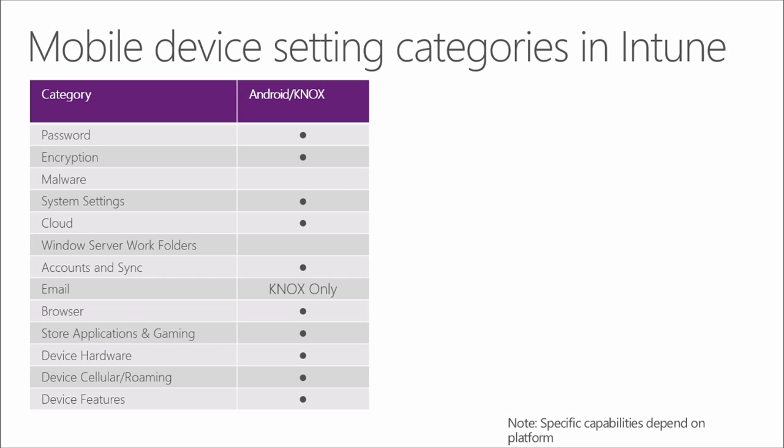We can also push down the ability to configure system settings, turn off cloud backup, maybe even prevent videos that are taken on the device from being automatically uploaded to YouTube. We can also configure accounts and synchronization on the device. Email can be configured, but only in the case that the device is actually running Samsung Knox and not just running Android. We can also configure the browser, the applications, the hardware, and things like cellular and roaming. So everything that you'd expect to be able to configure policy-wise with a mobile device.